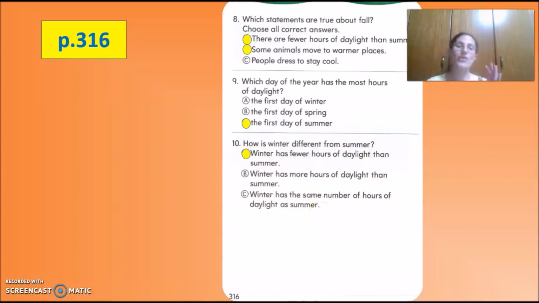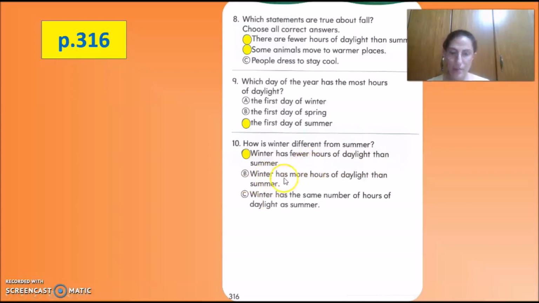Excellent. It is A. Winter has fewer hours of daylight than summer due to Earth's rotation around the sun. Excellent. And the first day of the winter has the fewest hours of daylight among all the other days throughout the whole year. Clear? Due to the fact that during the first day of the winter, the Earth will be in a position where it is tilted away from the sun, and it will have the fewest hours of daylight. Clear? It will be really far away from the sun, so tilted really far away from the sun, resulting in fewer hours of daylight.